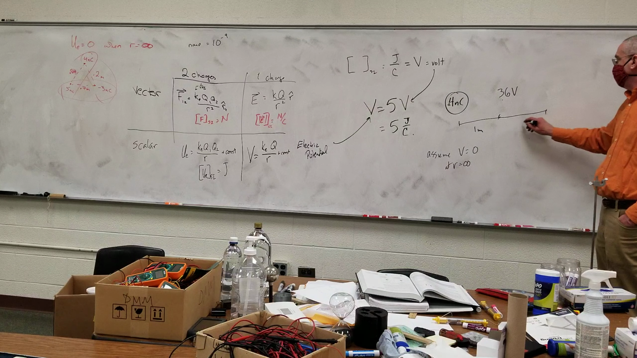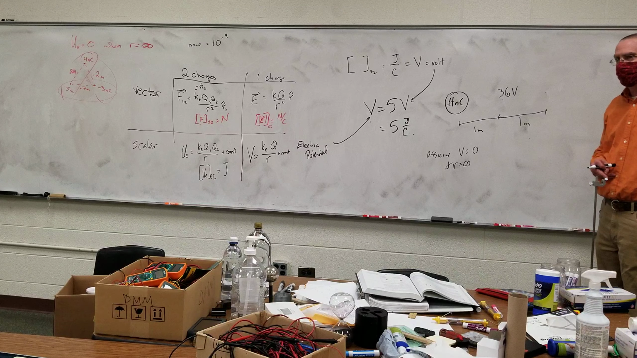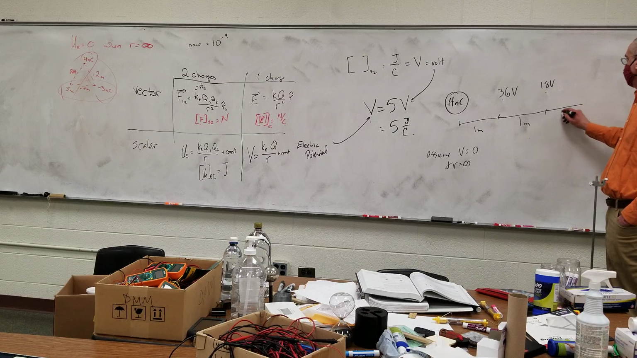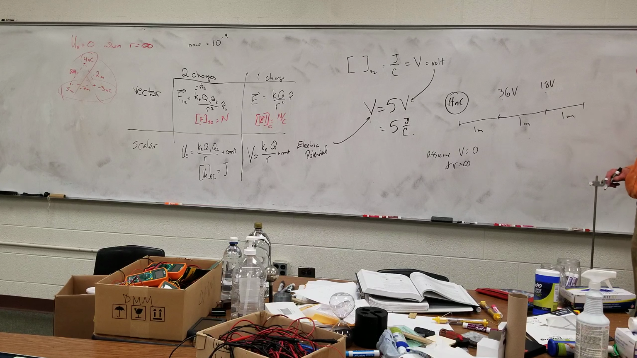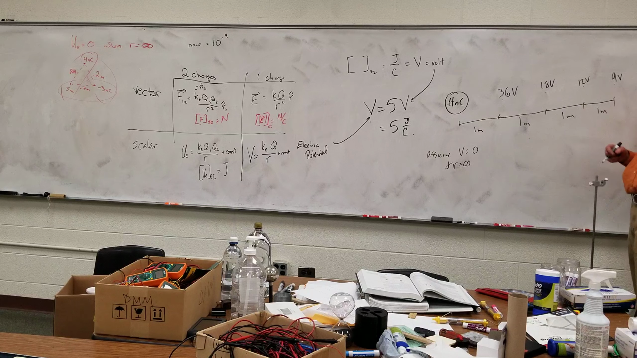If I go another meter out, what's my electric potential? 18 volts. If I go another meter out, 12. I think I heard you say that. Yeah. And we'll do one more. Go another meter out. 9 volts. So my electric potential drops the farther out I go. Even if I tacked on the constant, it would still get smaller the farther out I go.